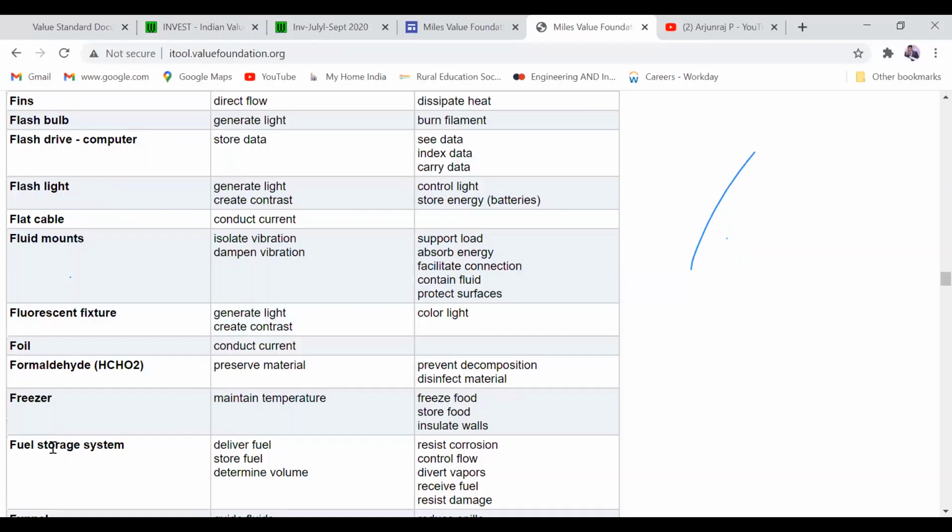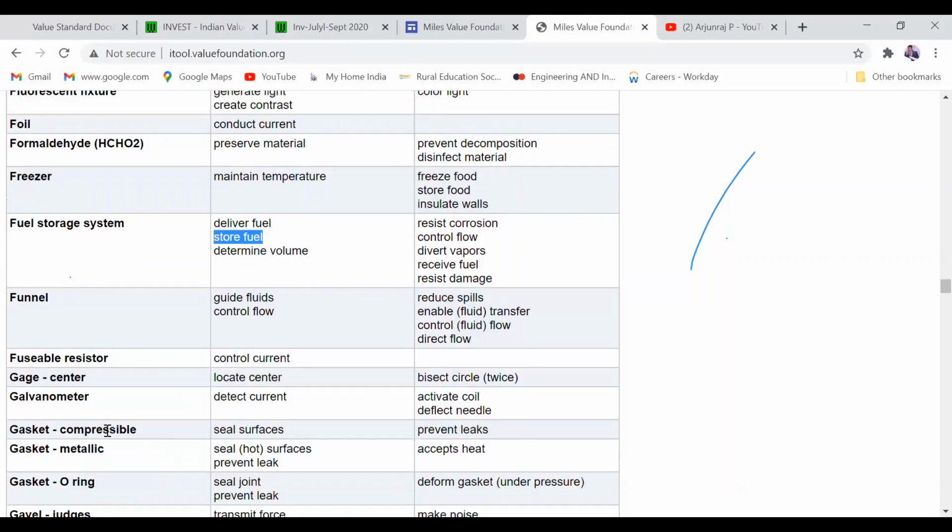Fuel storage system. Why do you need to have a fuel storage system? To deliver fuel, to store fuel, but you need to have only one basic function. What is the basic function you need to understand? You have a gasket. Why do you need to have a gasket? To avoid the temperature, basically from the hot surfaces. It also prevents leakage. Even the gasket can be a metallic one or a rubber one.